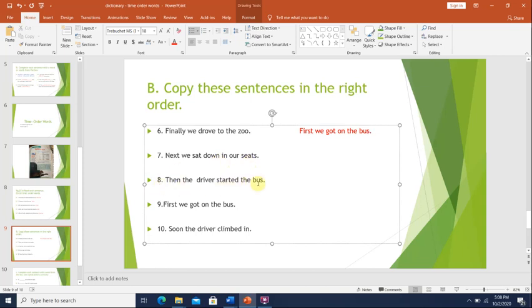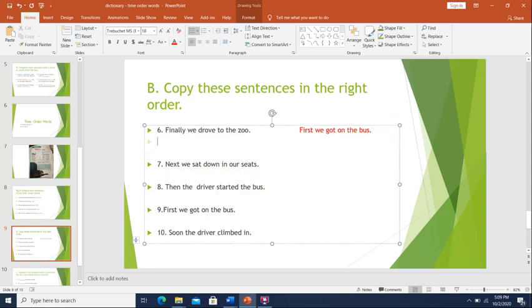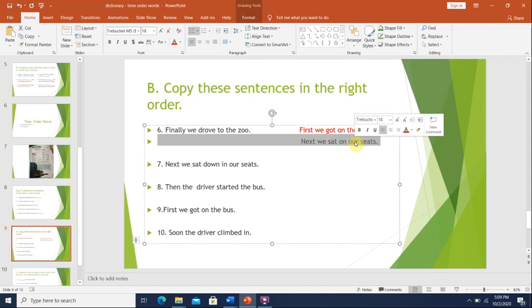Next, we sat in our seats. Then the driver started the bus. Soon the driver climbed in, or finally we drove to the zoo. We got on the bus, so as soon as we get on the bus, we will sit down. So the next one would be, next we sat on our seats. All right. So first we got on the bus. Next we sat on our seats.